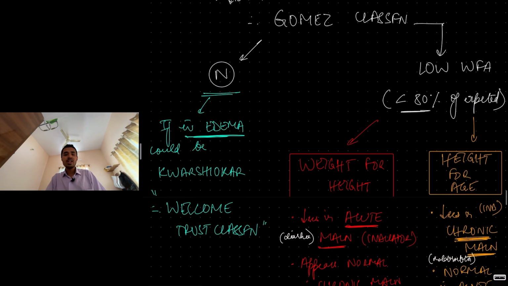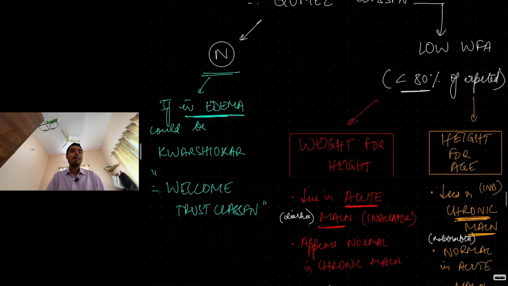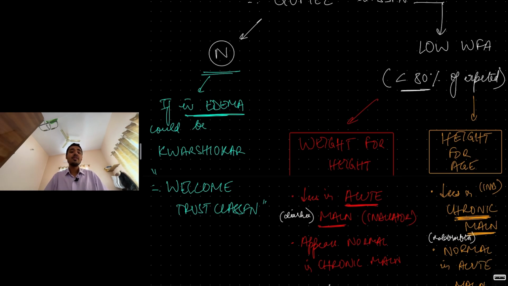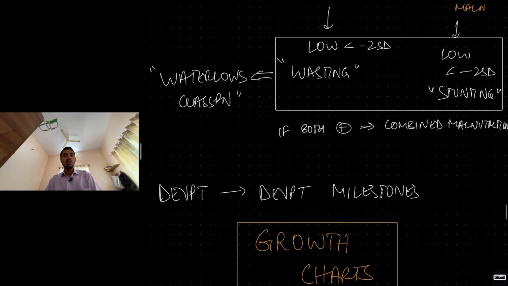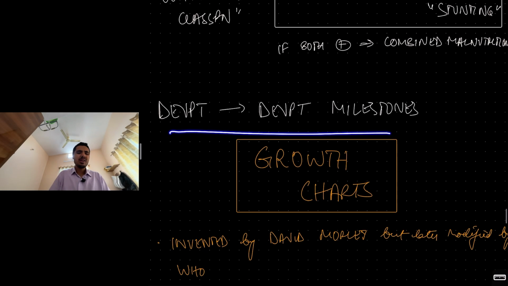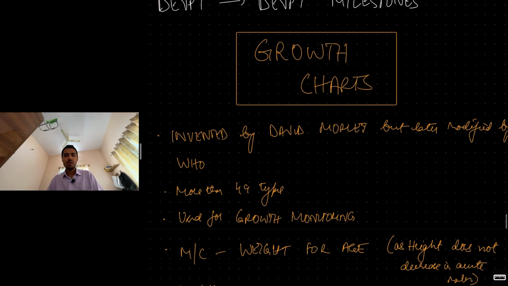Gomez classification is less than 80% of expected weight for age. And Wellcome Trust classification is normal weight for age but with edema. Development through developmental milestones is a pediatric topic, not important.